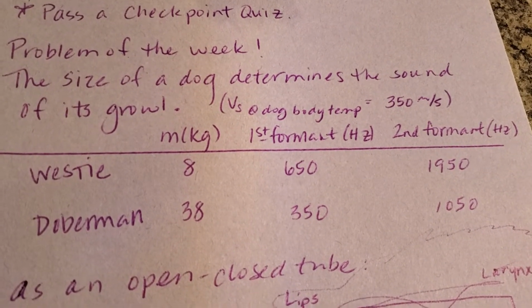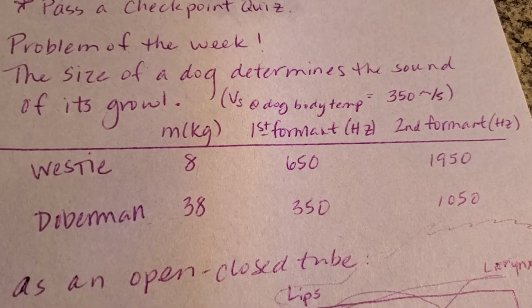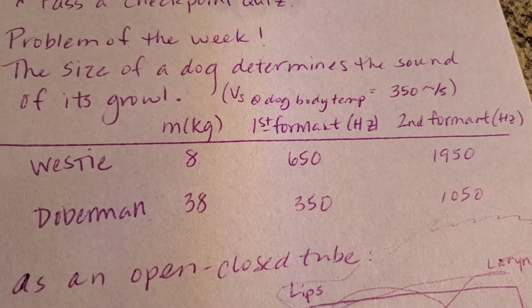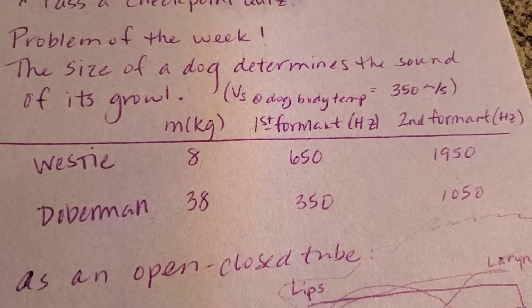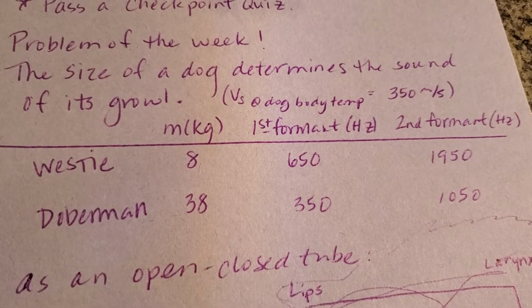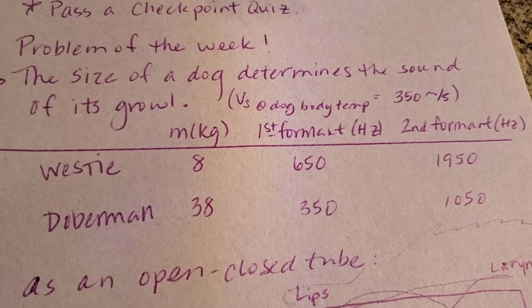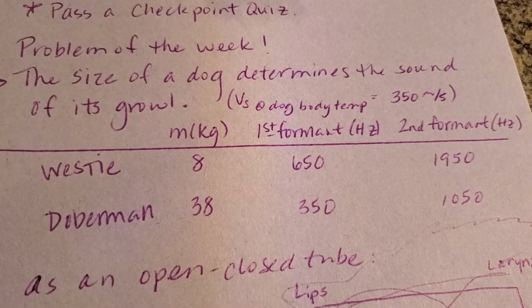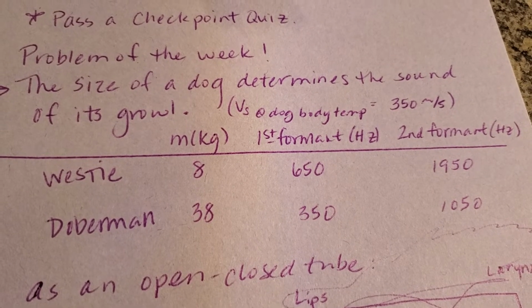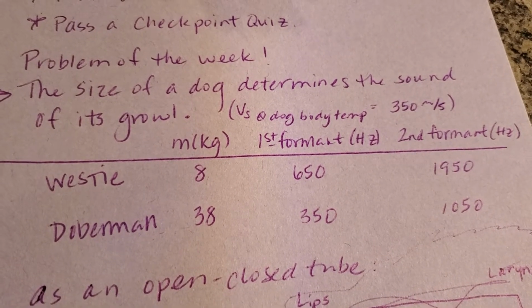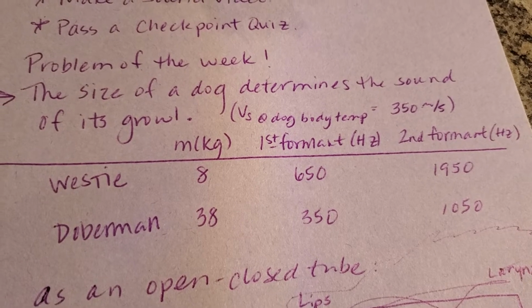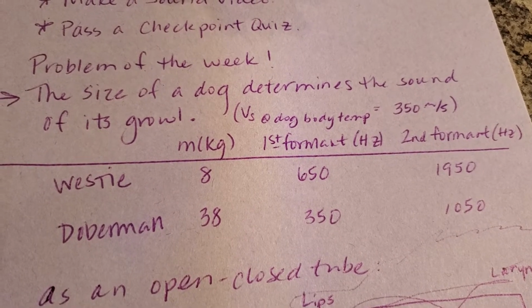We've got two dogs, a Westie and a Doberman. They give us the mass and the frequency of their first, what's going to be called a formant. And I'll explain that shortly. So the sounds of the human vocal system result from the interplay of two different oscillations. We have the oscillation of our vocal cords and the standing wave resonances of the vocal tract.